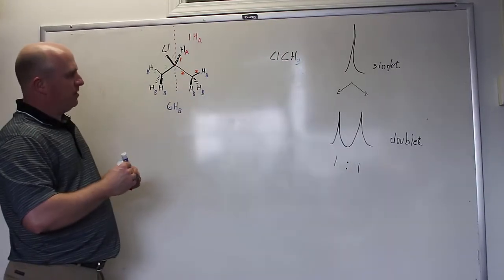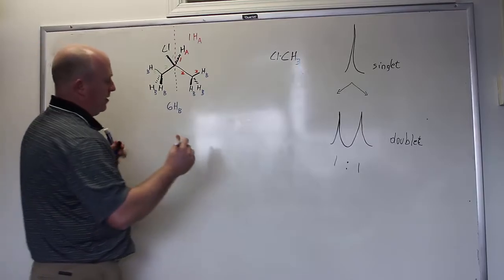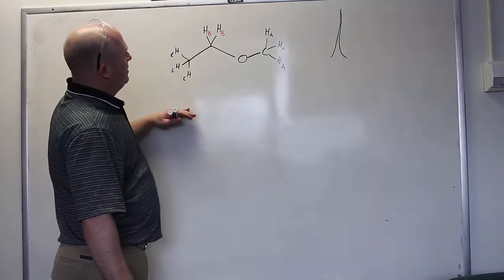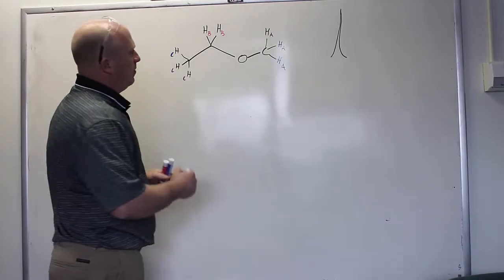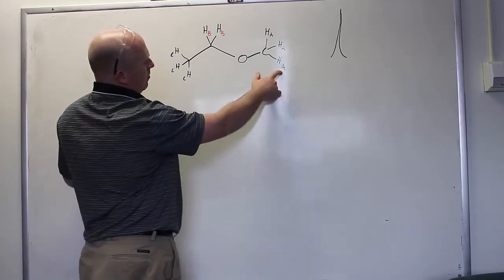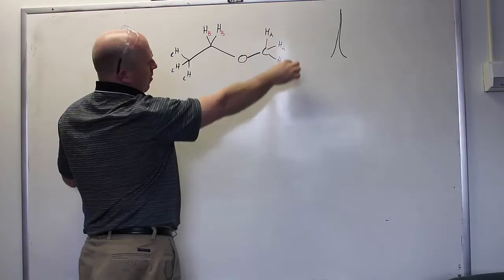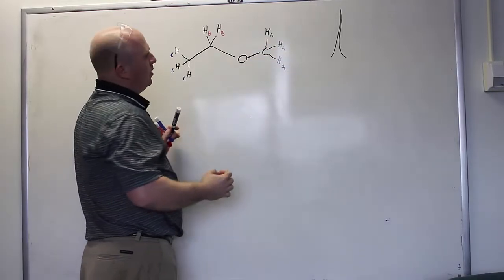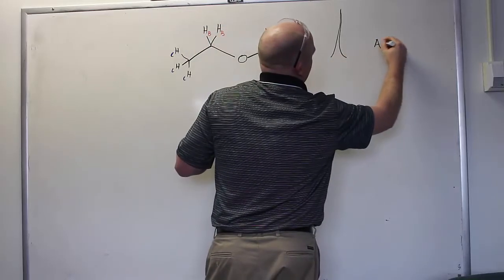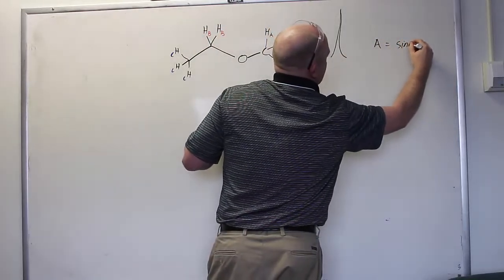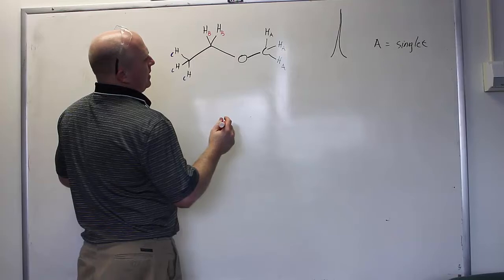Now, what happens when we have 2 neighbors nearby? What happens when we have more than a single nearby neighbor? We'll get a little bit more complicated. For the molecule I've drawn now, we can imagine HA, all 3 of these hydrogens, to be in the same place. So we expect them to be a singlet. So A would be a singlet, isolated from everything else. Why do I say it's isolated?